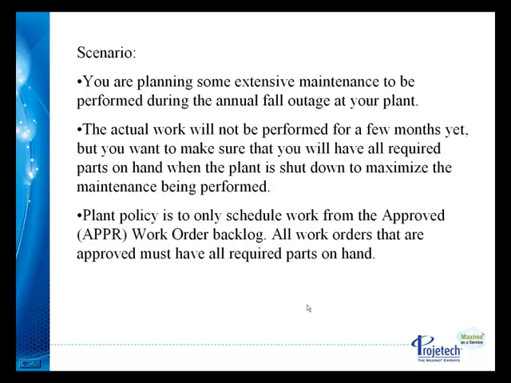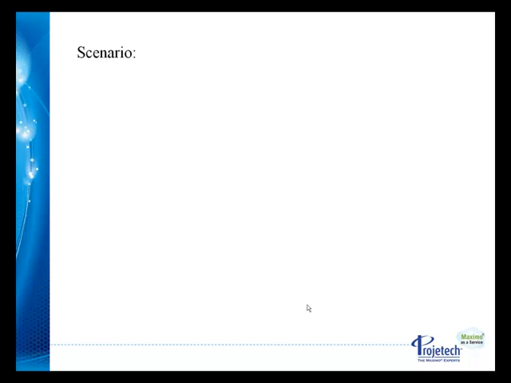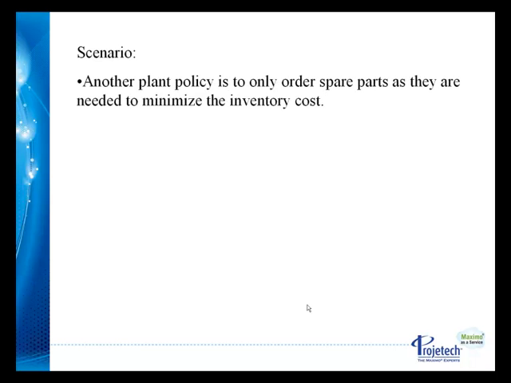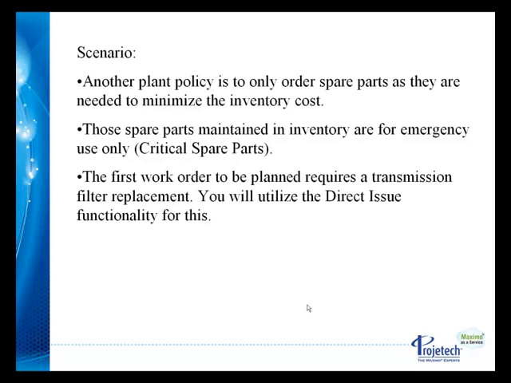Plant policy is to only schedule work from the approved work order backlog. All work orders that are approved must have all required parts on hand. Any work orders without all required spare parts are kept in the waiting on materials backlog and are not scheduled. Another plant policy is to only order spare parts as they are needed to minimize the inventory cost. Those spare parts maintained in inventory are for emergency use only. They are critical spare parts.